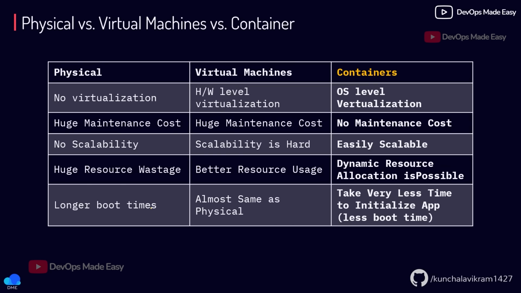Coming to basic differences, VMs have hardware-level virtualization because they share host resources like CPU, memory, and storage, but containers are OS-level virtualization. VMs have huge maintenance costs because you have to patch the operating system running inside the guest machines, but there is little to no maintenance in containers. Scalability is hard with VMs because every VM takes a lot of time to start and stop.